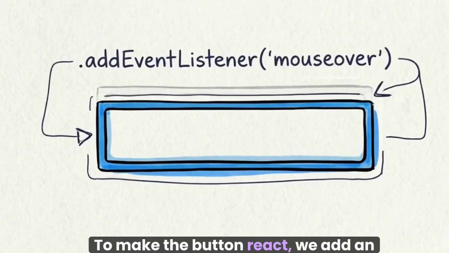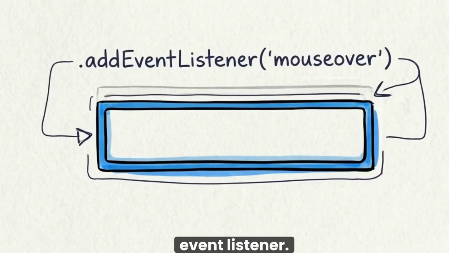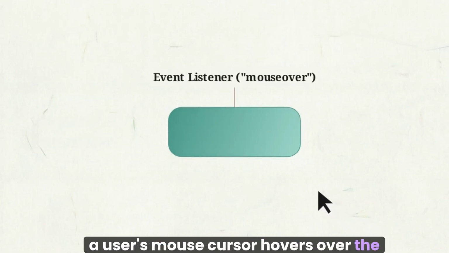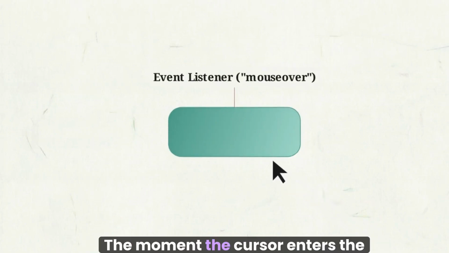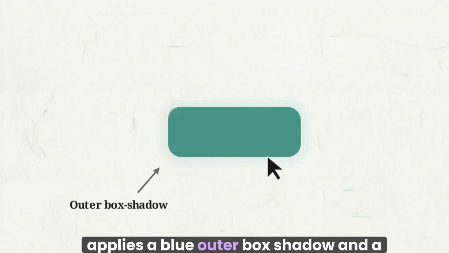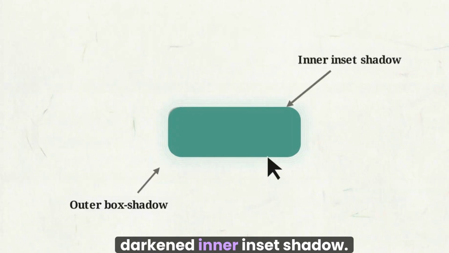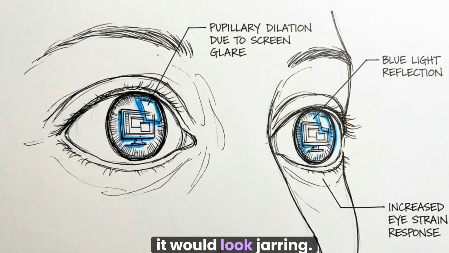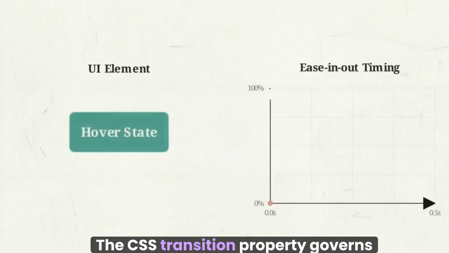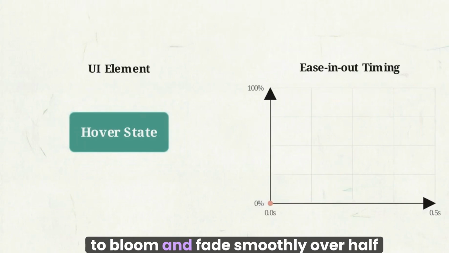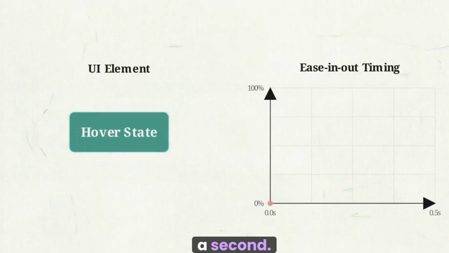To make the button react, we add an event listener. This acts as a trigger that tracks when a user's mouse cursor hovers over the specific element. The moment the cursor enters the button's boundary, the hover state applies a blue outer box shadow and a darkened inner inset shadow. If those shadows blinked on instantly, it would look jarring. The CSS transition property governs the timing, forcing the shadow effect to bloom and fade smoothly over half a second.